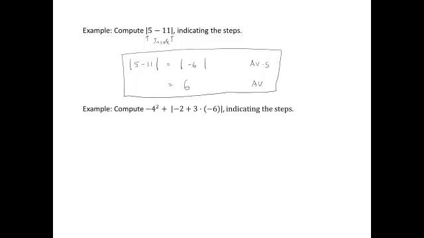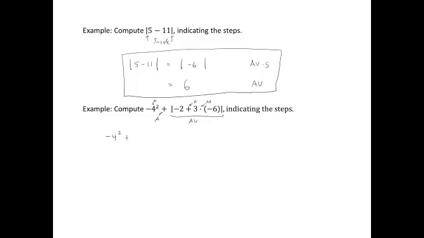Example, compute -4 squared plus the absolute value of -2 plus 3 times -6, indicating the steps. This is a very long problem, but we can break it down into simpler parts. We see here the absolute values acting as a grouping symbol, so we have to do the calculation on the inside. There's an addition and a multiplication on the inside, and we know by the order of operations that the multiplication will come first. After we're done with all that, we still have this exponent here, and then we have the addition here.